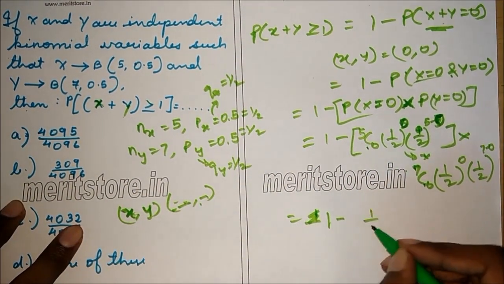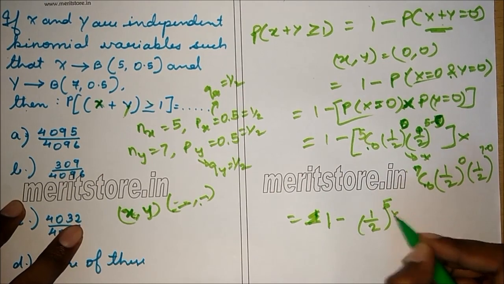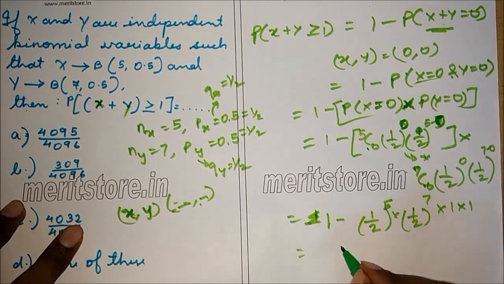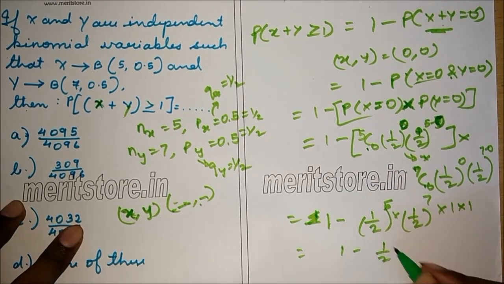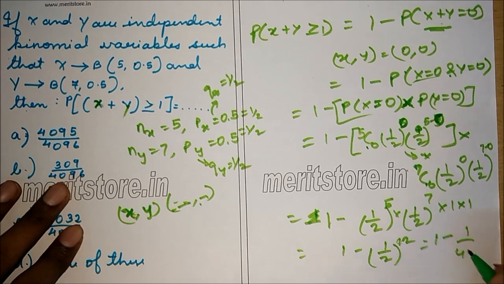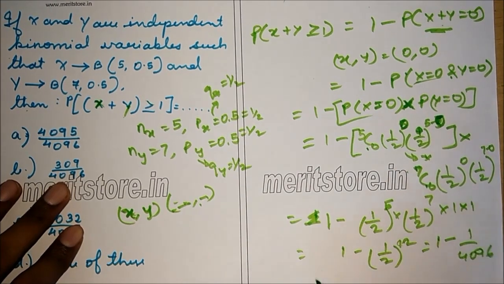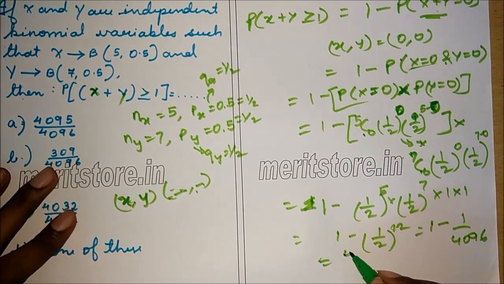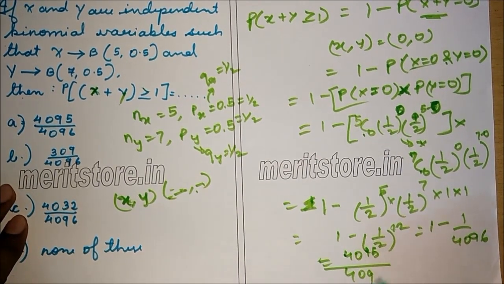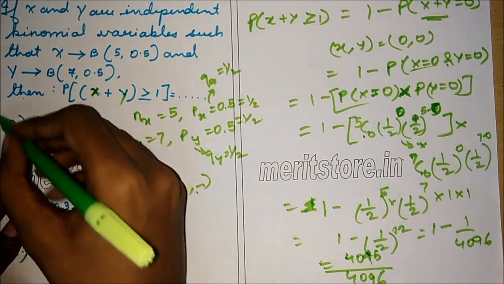So we can write 1 by 2 raised to 5 into 1 by 2 raised to 7 into 1 into 1. So this will be 1 minus 1 by 2 raised to 12, which is equal to 1 minus 1 by 4096. So this will be equal to 4095 divided by 4096, which is option A.